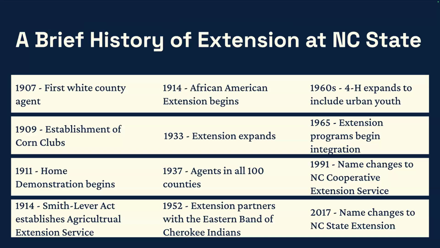So, we've covered a bit of this already, but here's a bit of a timeline view of the history of NC State Extension. In 1907, we have the hiring of the first white county agent. His name was James Butler. He was hired to conduct demonstration work on boll weevil eradication. If you don't know what boll weevils are, they are beetles that created a large infestation problem in the American South in the late 19th century into the 20th.